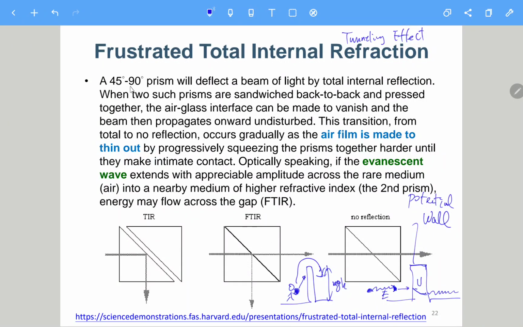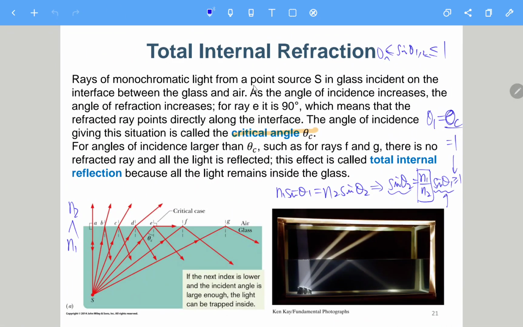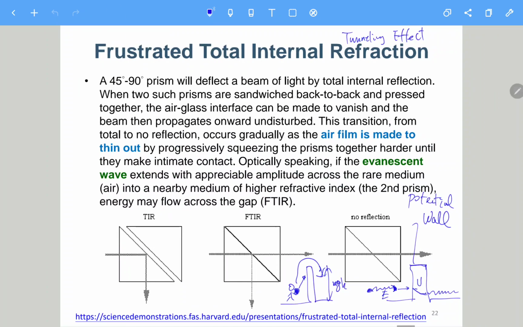Okay, so this part mentions the frustrated total internal reflection. Of course, total internal reflection you should have learned in high school, but you may not know what the frustrated total internal reflection is.